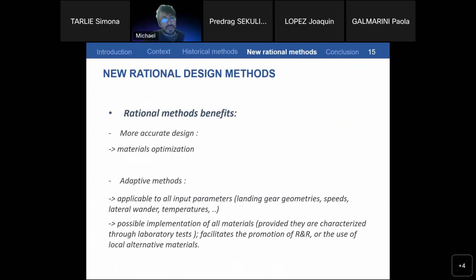So the new rational design method benefits are a more accurate design, which allows material optimizations, and then they are adaptive methods. So they are applicable to all input parameters: landing gear geometries, speeds, lateral wander, temperatures. And then it will enable implementing all materials, provided they are characterized through laboratory tests. And this will facilitate the promotion of recycling and reuse, the use of local alternative materials too, etc.